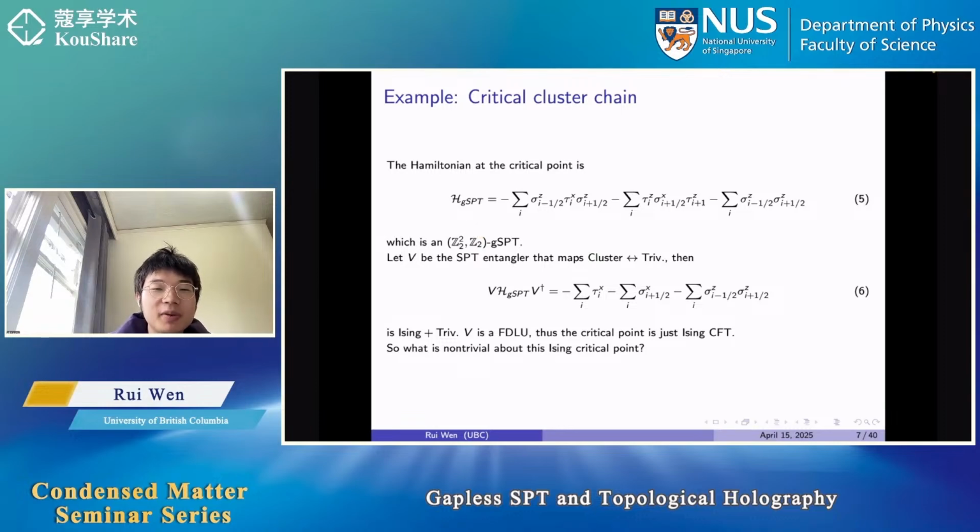Let V be the SPT entangler that exchanges the cluster state and the trivial paramagnet state. This is a finite depth local unitary, symmetric under Z2 squared. If you conjugate with this SPT entangler, you get this Hamiltonian, where the last two terms are just critical Ising, and the first term is some decoupled paramagnet. So this is just Ising plus something trivial, and V is an FDLU, which means the critical point is just Ising CFT. So what is non-trivial about this Ising critical point?